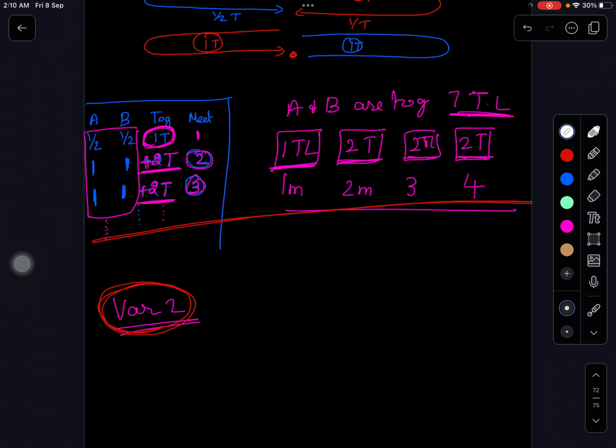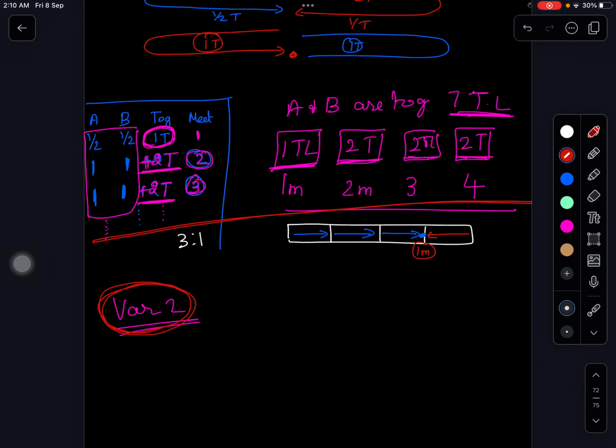Let's say their speed ratio is 3:1. One guy is 3 times faster, 3 times the speed of the other guy. Now let's look at the track length and split it into 4 parts. The faster blue guy travels 3 units for the first meeting, and the slower red guy travels 1 unit for the first meeting. So this is where the first meeting happens.